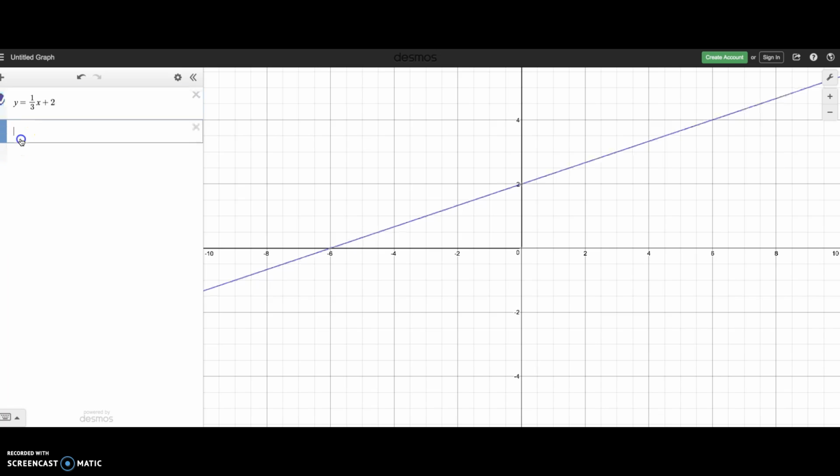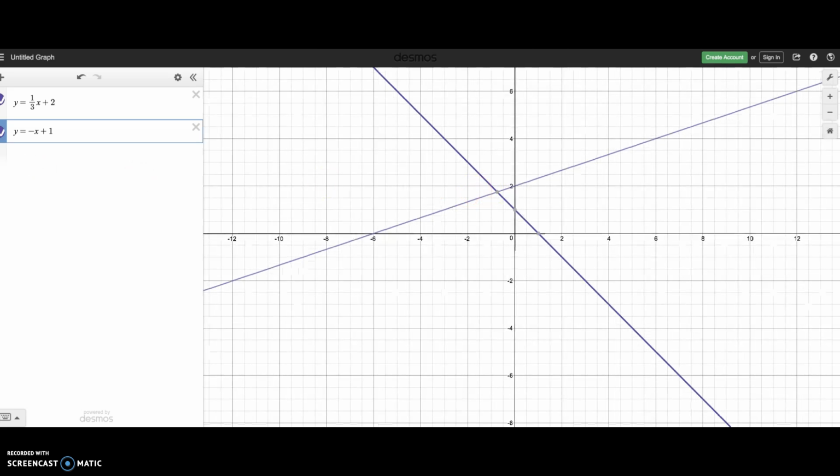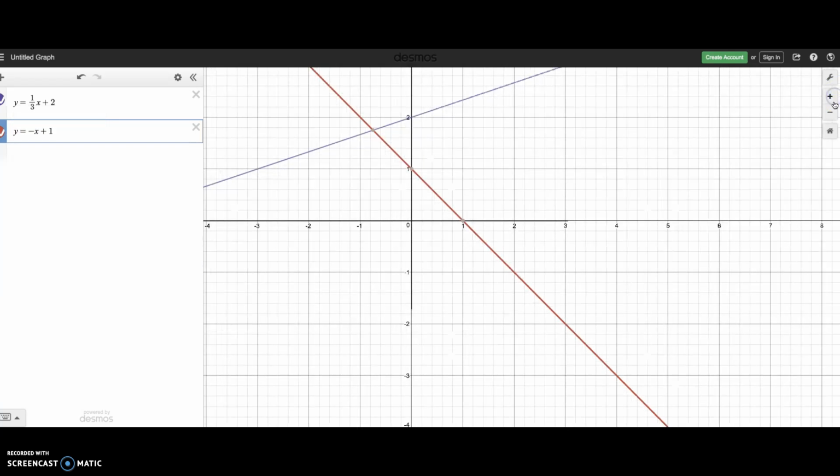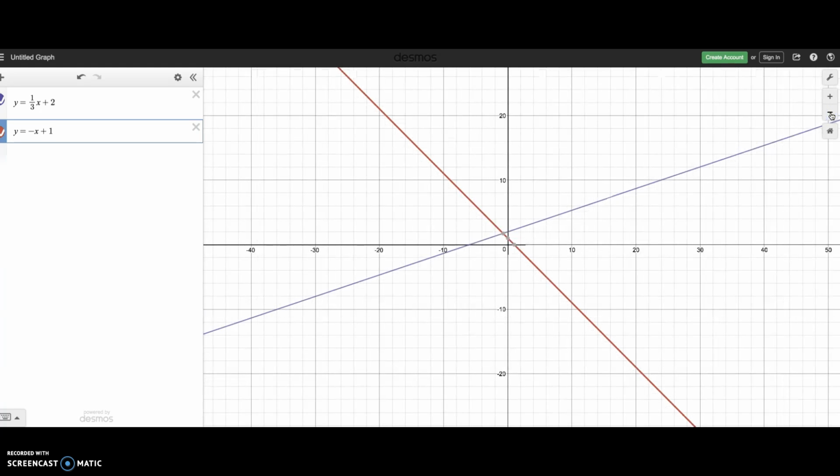Wow, that's cool, because I also need to know where this line intersects this line, y equals negative x plus 1. And it shows me right here where the two intersect, at negative 3/4 and 1 3/4. So it gives me an exact location, which is really cool. And maybe it was confusing having them both the same color, so maybe I'll change this one to red by clicking and holding. I can move in and out by doing the plus and the minus arrows. That makes the graph bigger or smaller.